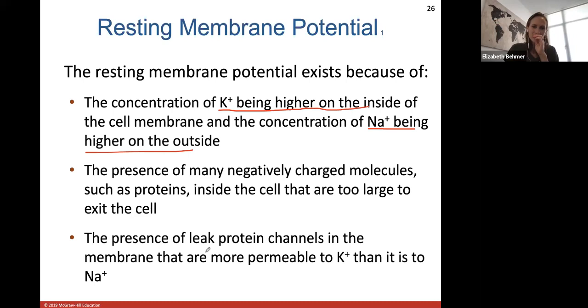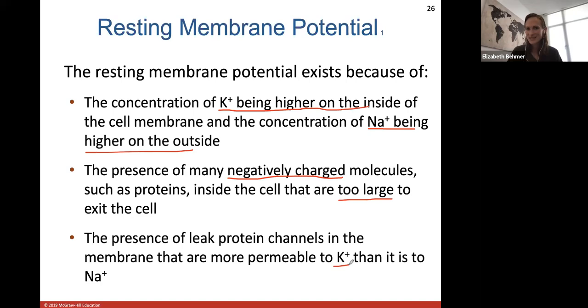There's also, on the inside of your neurons, lots of huge proteins, which contain negative charges. And because these proteins contain negative charges and they're on the inside of the cell, they're too large to exit. And this gives the inside of the cell, right underneath the membrane, a more negative charge because of all of these negatively charged proteins. The presence of leak protein channels in the membrane makes it more permeable to potassium. That just means that potassium is constantly leaking out.